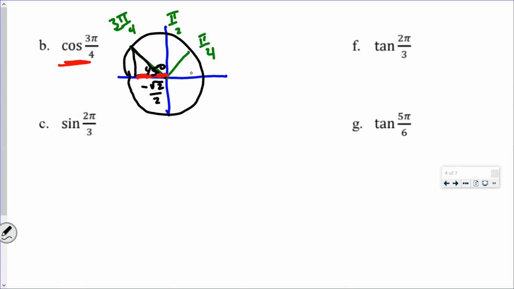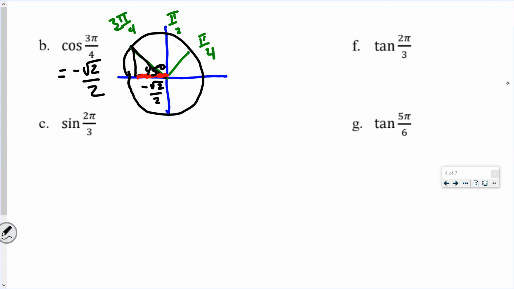Now, location matters, where you are in the circle. So this is in the negative x direction. So my final answer for this would be equal to negative square root 2 over 2. So make sure you can draw it. Make sure you know your special right triangle ratios, and then work from there from the picture.